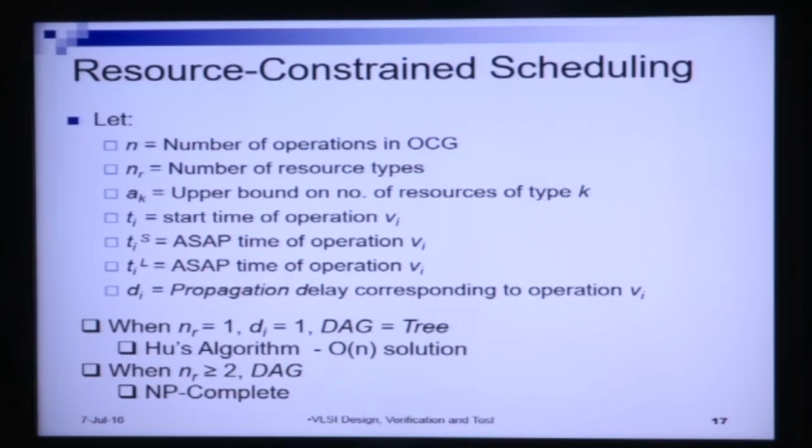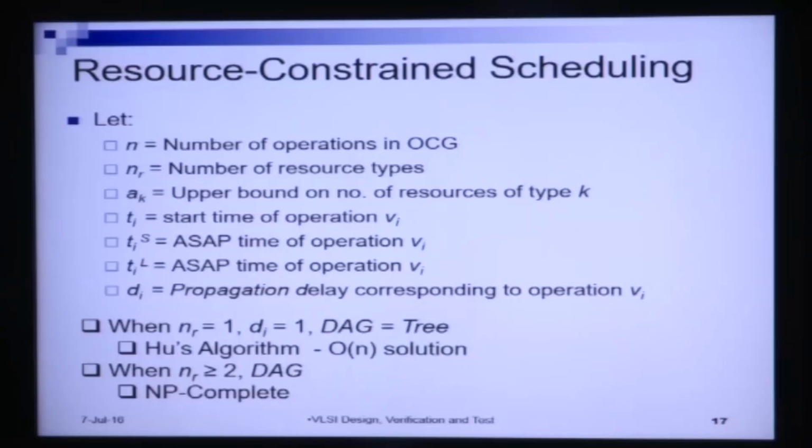So, suppose you have both multiplication and addition operations within a basic block. Now, additions must be performed using a separate adder functional unit or resource, and multiplications will be performed by a multiplier resource. Now, let us say we have 4 multiplier resources and 3 adders. So, A multiplier will be 4, because we have 4 multipliers, and A adder will be 3, because we have 3 adders, and Nr will be 2, because we have 2 types of resources, one is adder and one is multiplier.